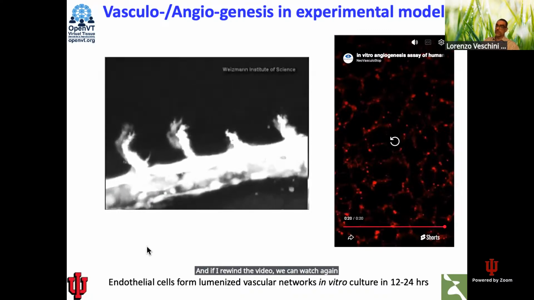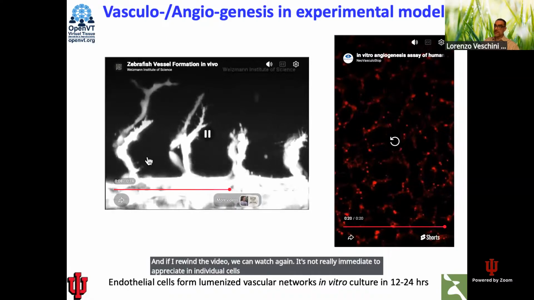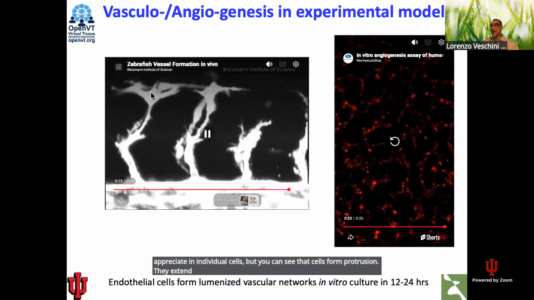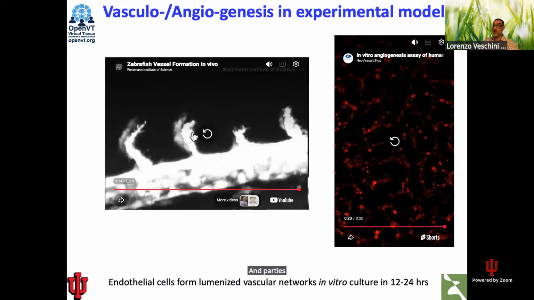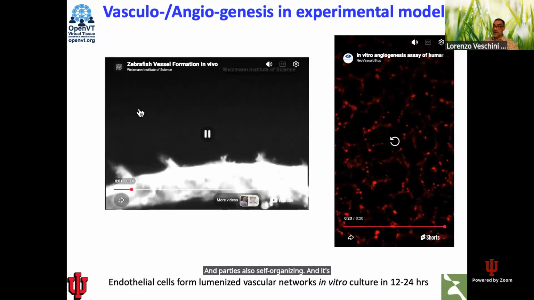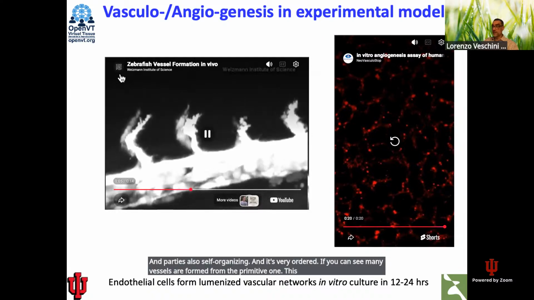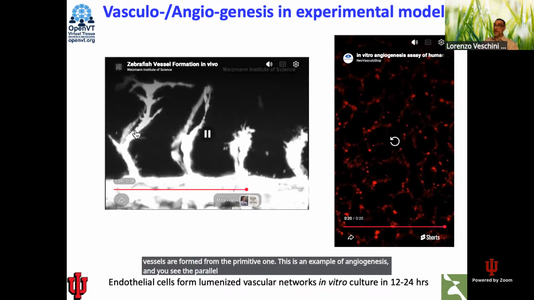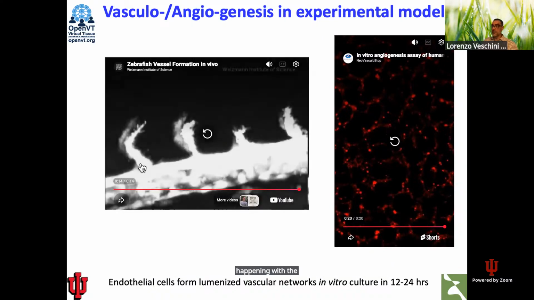It's not really immediate to appreciate in individual cells, but you can see that cells form protrusions, they extend, and this process is guided, but is also self-organizing. And it's very ordered. If you can see, many vessels are formed from the primitive one. This is an example of angiogenesis. And you see the parallel vessels are formed, and eventually they anastomose to form a primitive network out of a bigger vessel that was pre-existing.